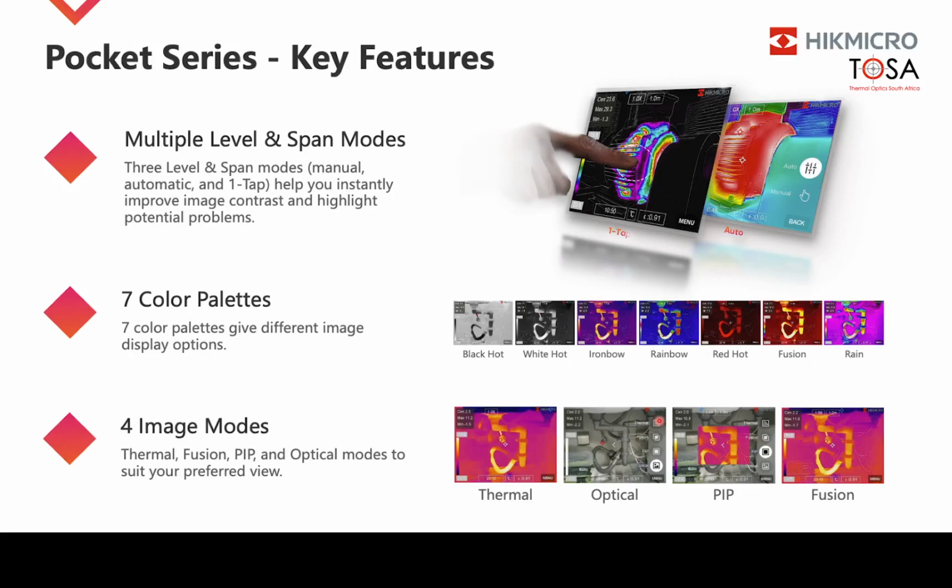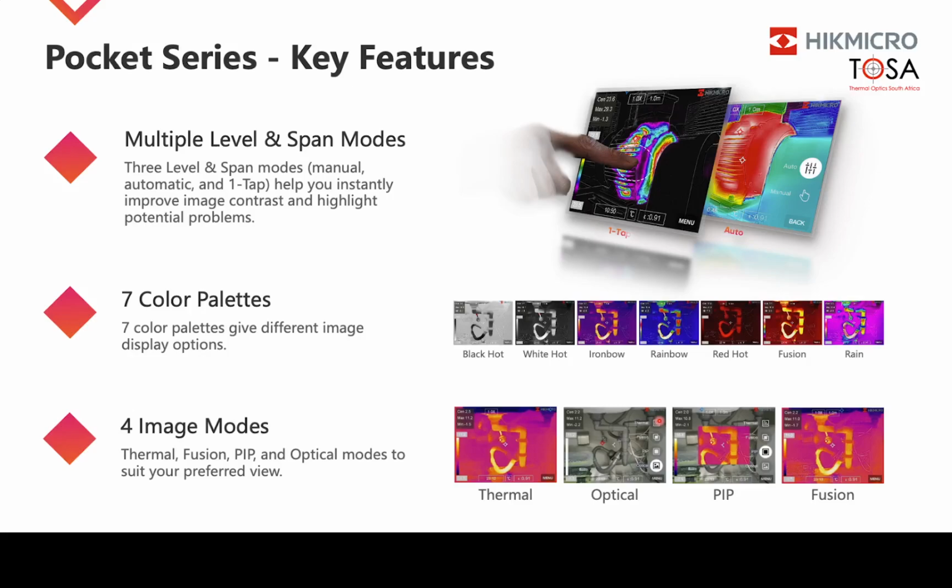Let's have a look at some of the key features. We've got multiple span levels, and I'm going to show you those span levels. There's 7 color palettes. I'll be showing you these 7 color palettes and what they're used for. And then there's 4 image modes. You've got the full on thermal mode. You've got the optical mode that I've already shown you, which shows there's actually 2 lenses on the Pocket 2. One is a pure optical, the other one of course a thermal. And then third one from the left is the picture-in-picture mode.